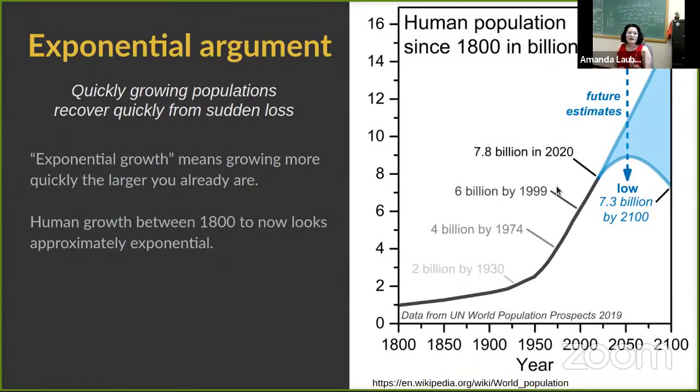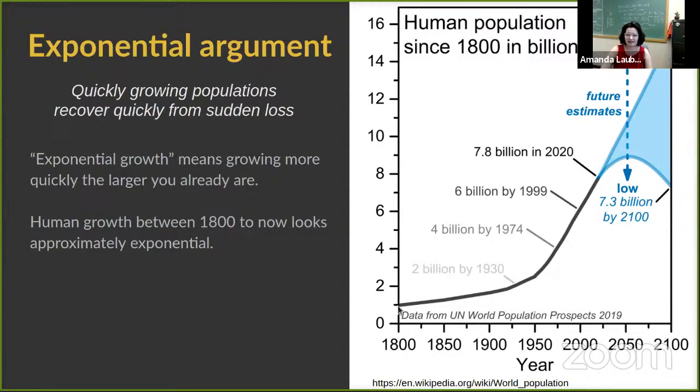And the reason I bring this up is because if you look at a plot of human population growth from like 1800 to now, it looks about exponential. There are some problems with this, but it's a good place to start our conversation. So here's a diagram I took from the Wikipedia page on the world population, but the data is actually pulled from the UN's population tracking.